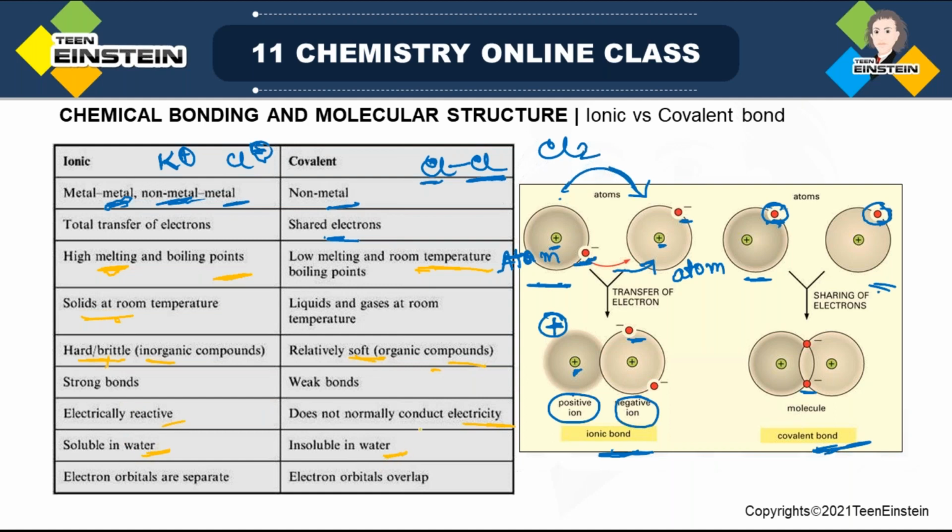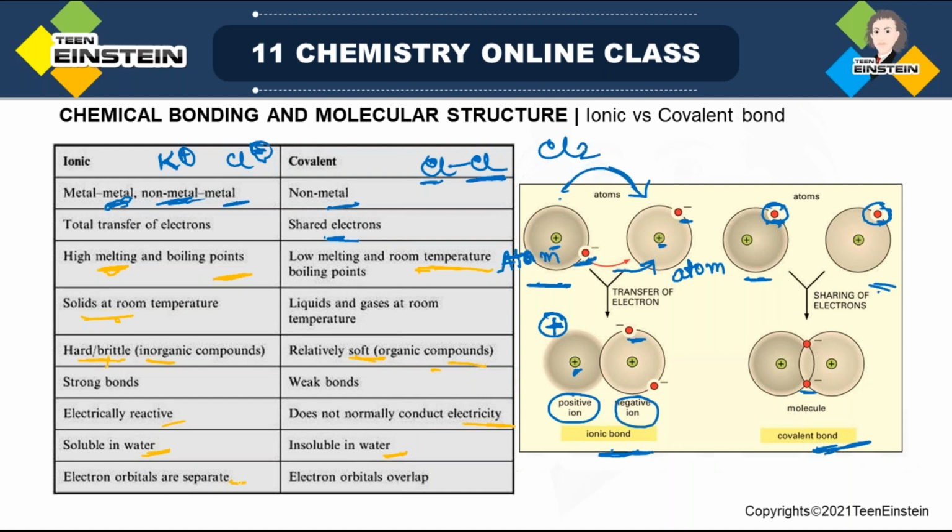Ionic compounds are soluble in water; covalent compounds are insoluble in water. Now why is it soluble in water? Because water has some polar nature, and the ionic bond also has some polar nature, and polar likes polar species, so that is why it is soluble in water, unlike covalent molecules.